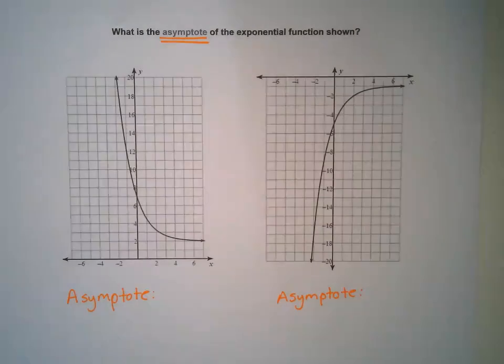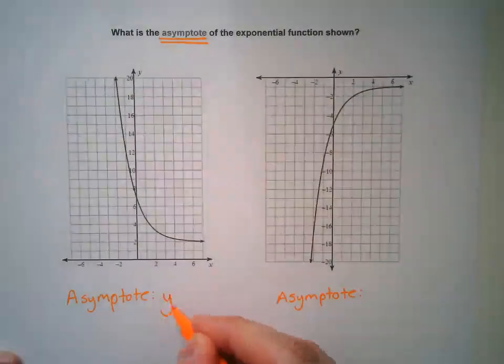All right, we're looking to help you out here on numbers 4 through 6. Notice the direction. It says, what is the asymptote of the exponential function shown? So the asymptote seems like a tough thing, but it's really not. It's always going to be y equals.